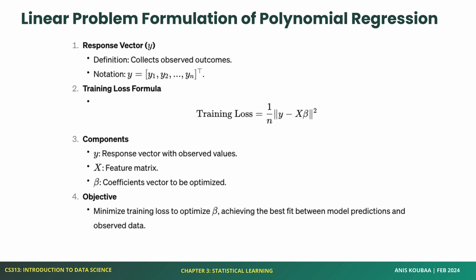Now, what is our problem? The problem is to optimize the polynomial regression problem such that we minimize a training loss. So what is a training loss? We are going again to have another vector which represents the output for every feature.